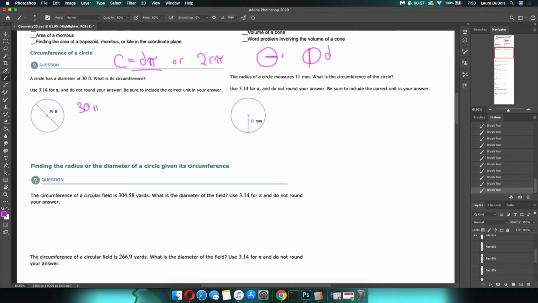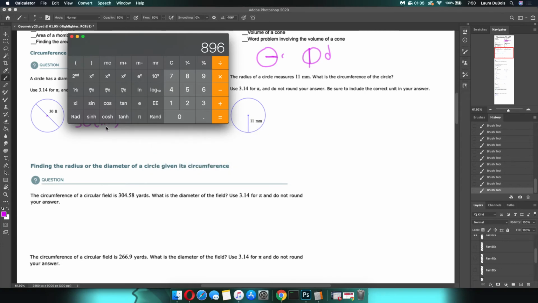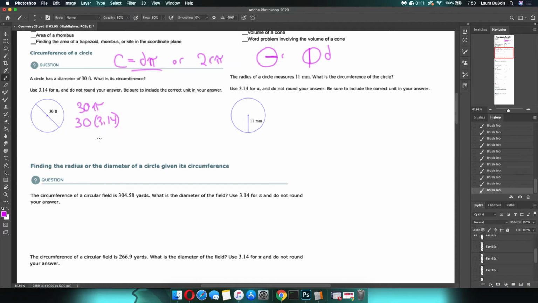30 times pi, which is going to be 30 times 3.14. I'm good, but I am not that good. So 30 times 3.14 is 94.2 feet. This is circumference, which is the fancy circle word for perimeter, so we don't have units squared.